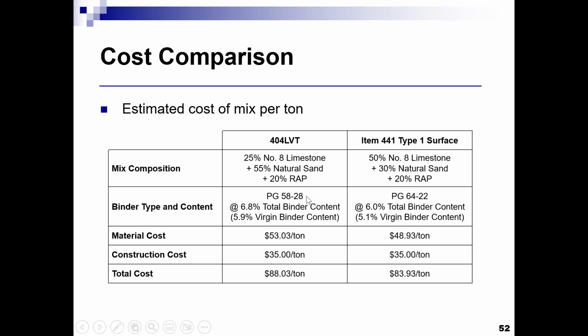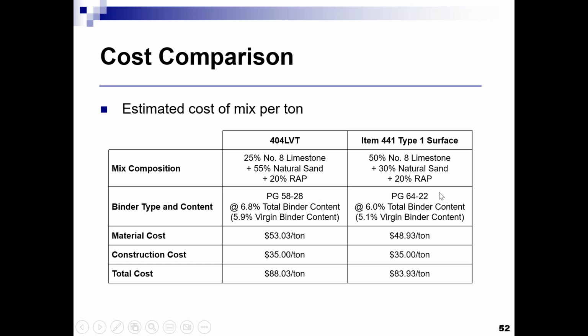One of the recommendations that we have in this project is to use 58 minus 28. So I use that 58 minus 28 asphalt binder versus a traditional 64 minus 22 asphalt binder for a type 1 surface mix, and I did the comparison. You can see in here that we have less number 8 limestone than a type 1 surface. Number 8 limestone is more expensive than the natural sand, so there's going to be a little bit of a cost saving in here.